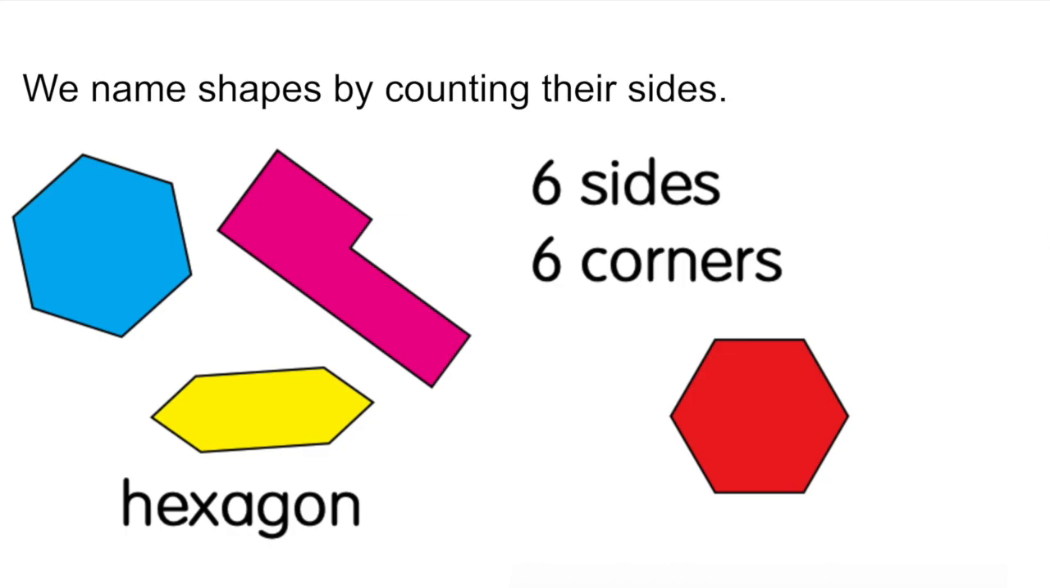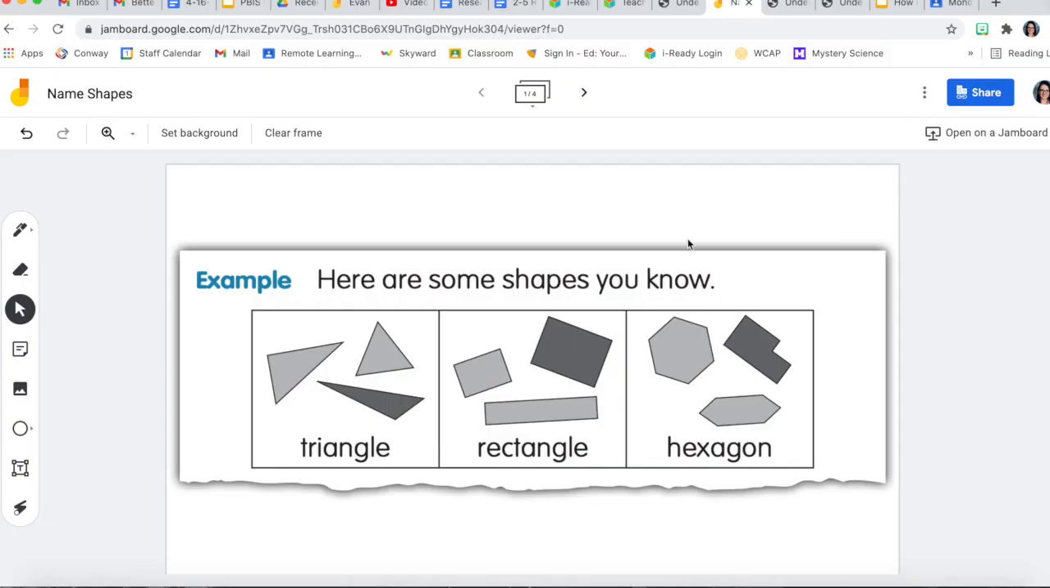So now that we've talked about these 3 important shapes, triangles, rectangles, and hexagons, and we've talked about how you name a shape with how many sides it has, let's look at today's assignment. All right, here we are in today's assignment. Now, if it helps, you can watch this part of the video again while you do your work so you can hear me read the directions.